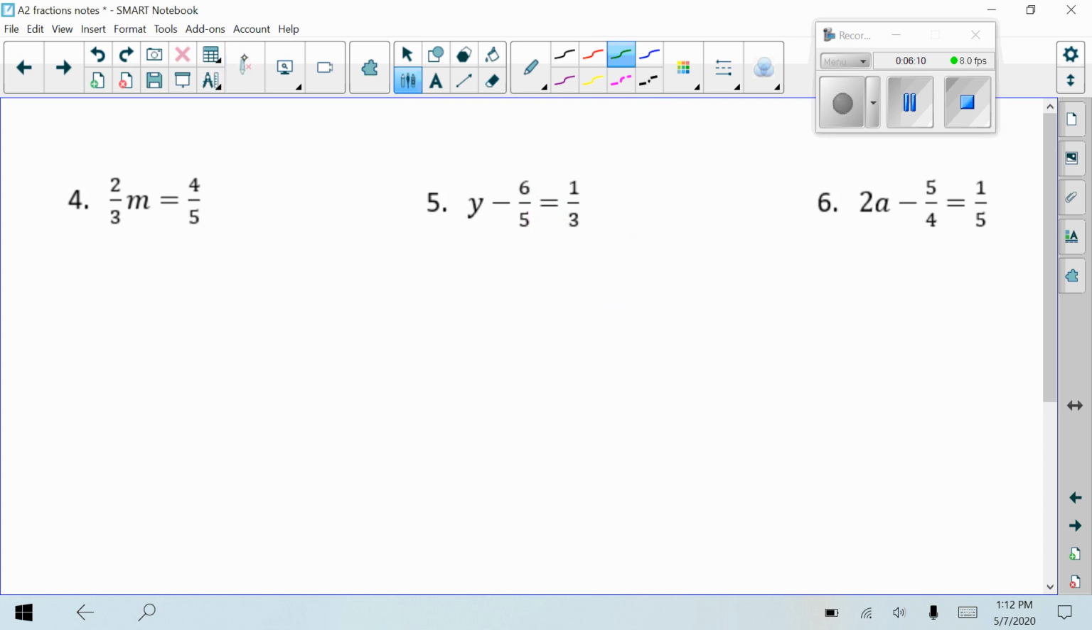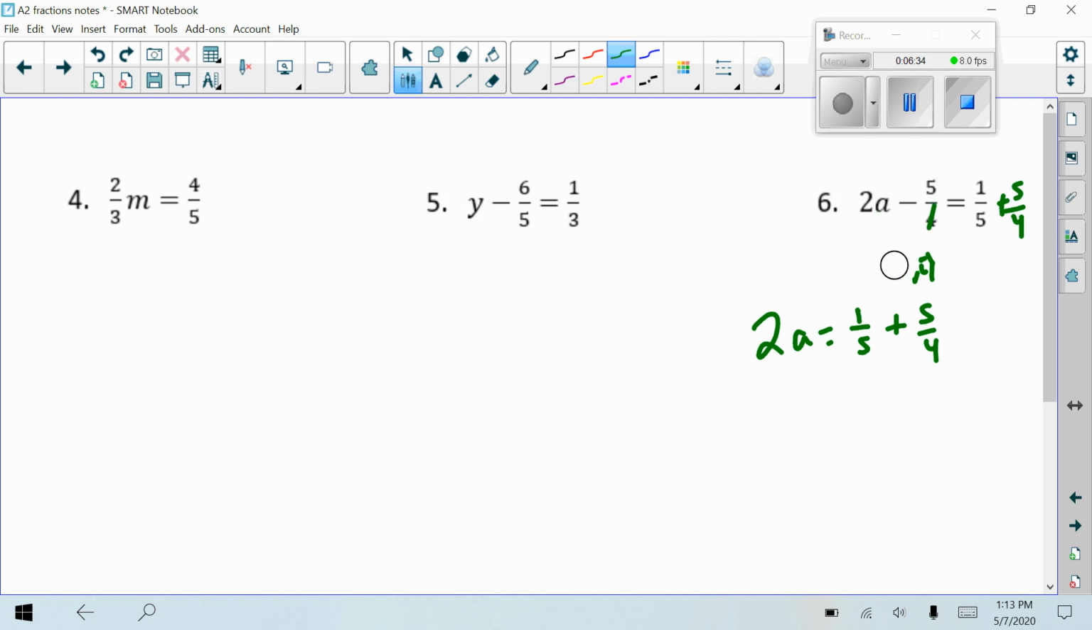Okay, let's look at number 6. Here's A. We want to get rid of this adding and subtracting first, so we're going to add 5/4. I have 2a equals 1/5 plus 5/4. Again, you could do what we did in number 5 and get a common denominator of 20. So I'm going to do that.